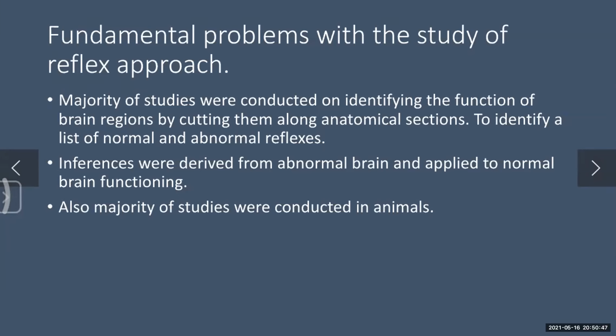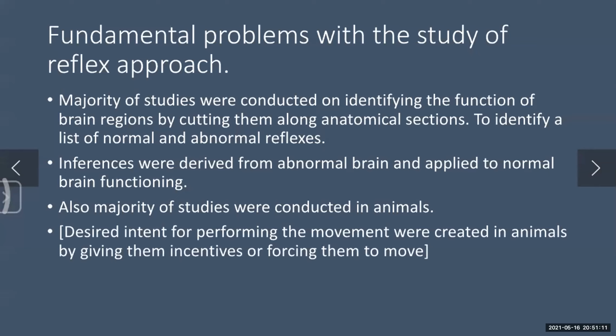Okay, these were some of the issues with the reflex approach, because there might have been some differences between how a normal movement is organized in a normal brain, and also a human's control of movement, although very similar to that of animals, there might be important differences which they could have missed.